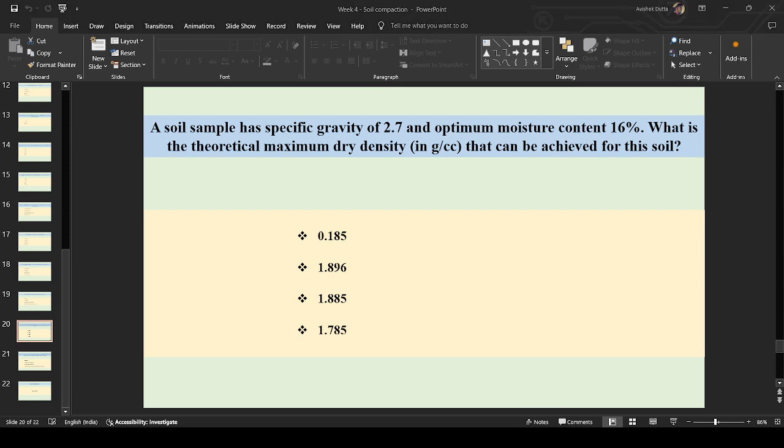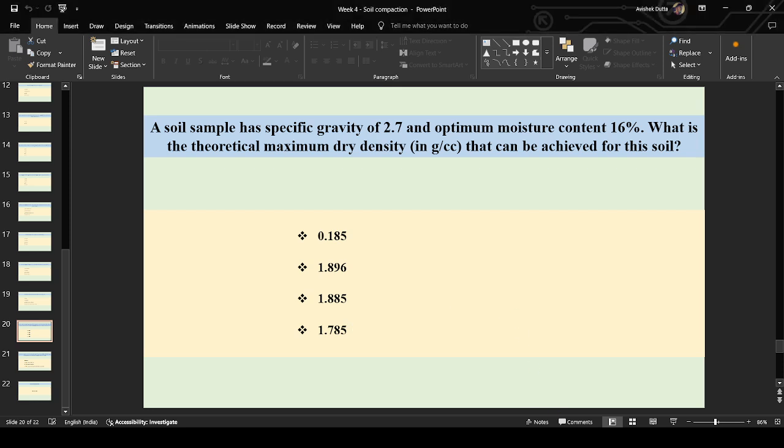Yes, this is the numerical. A soil sample has specific gravity of 2.7 and optimum moisture content of 16%. What is the theoretical maximum dry density that can be achieved for this soil? The data mentioned are specific gravity, 2.7, and the optimum moisture content, 16%. So theoretically, the maximum dry density, the one corresponding to the optimum moisture content, what can be the value of this theoretical maximum dry density in gram per cc?